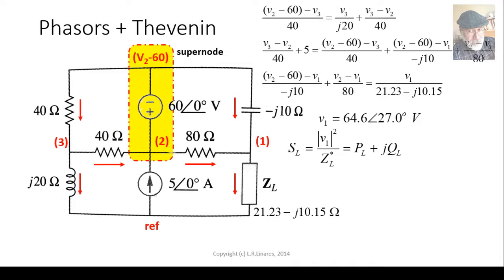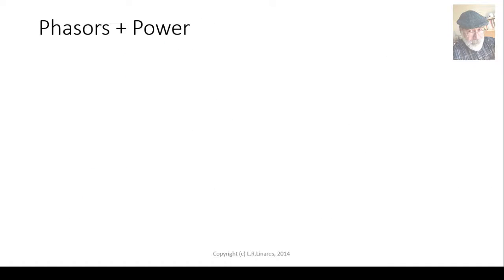Optimum one, because we have chosen ZL to be the conjugate of the Thevenin impedance. Those values, 160 watts and negative 77 VARs. And that is the answer to that question.